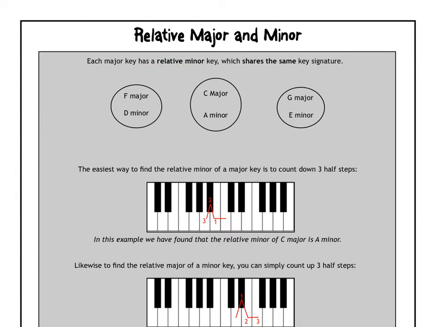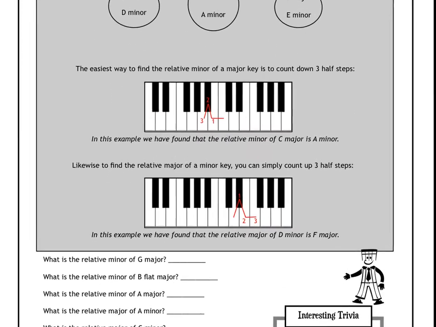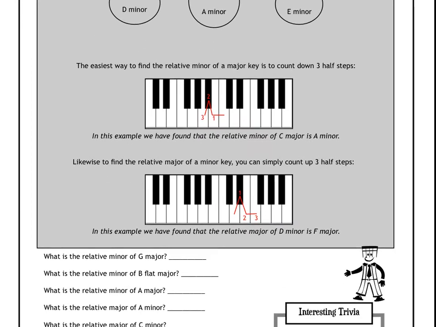So the easiest way to find the relative minor key of a major key is to count down 3 half steps. So for example, let's say we're at the key of C major. You count down 3 half steps: 1, 2, and 3. The relative key of C major is then A minor. Same thing going the other way. Let's say we're in the key of D minor and we're asked to find the relative major key. Count up 3 half steps: 1, 2, 3. So D minor is related to F major. That's to say they share the same key signature.